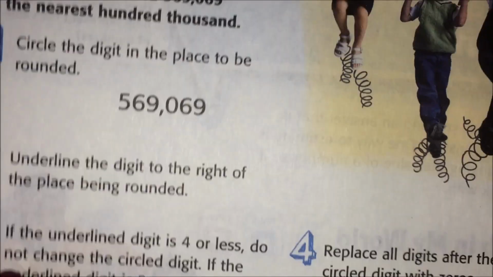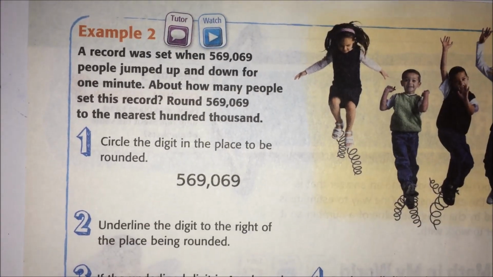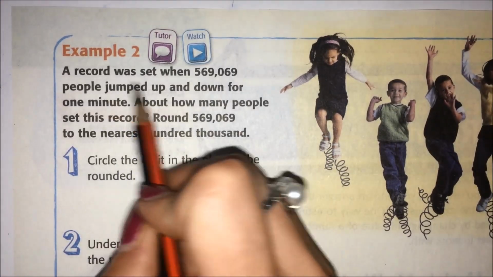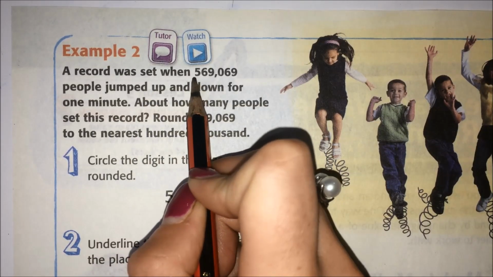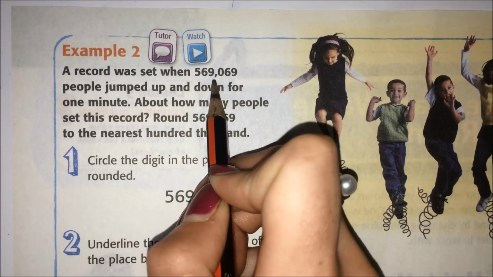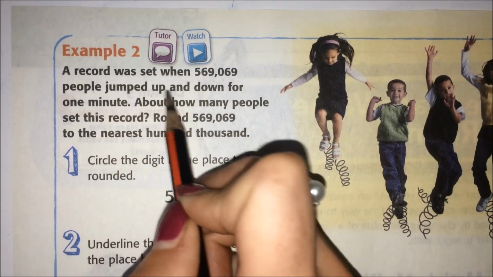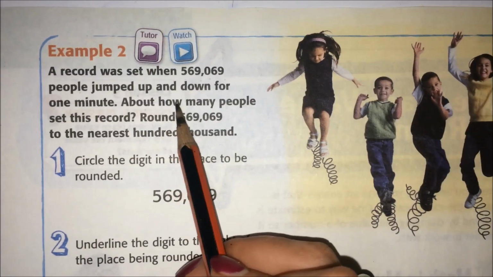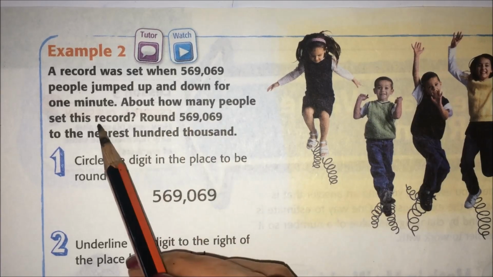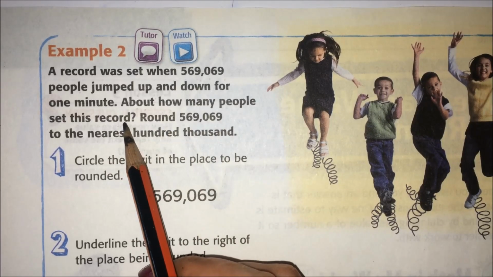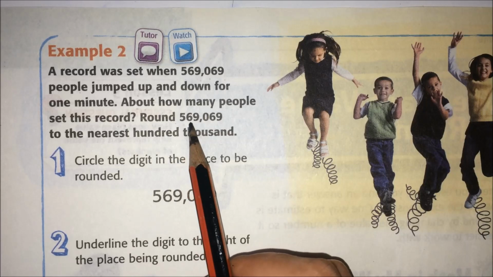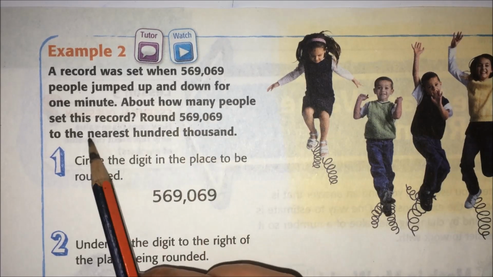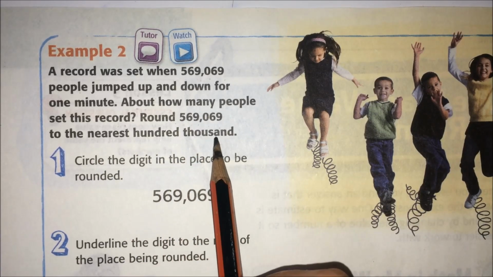You flip the page. A record was set when 569,069 people jumped up and down for 1 minute. Ooh, that's a lot. How many people set this record? Round 569,069 to the nearest 100,000 place.